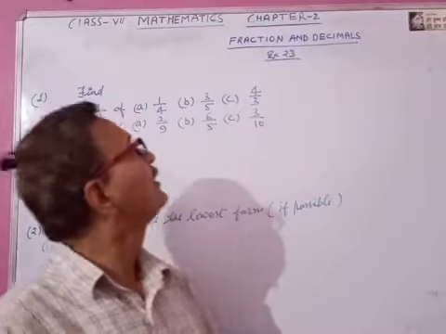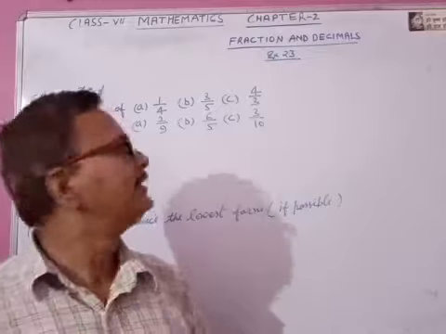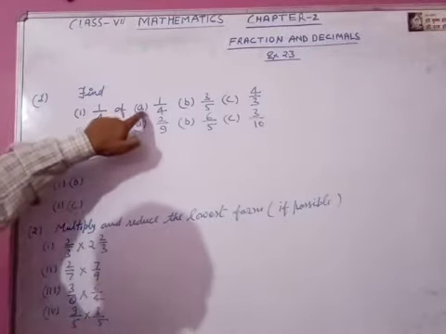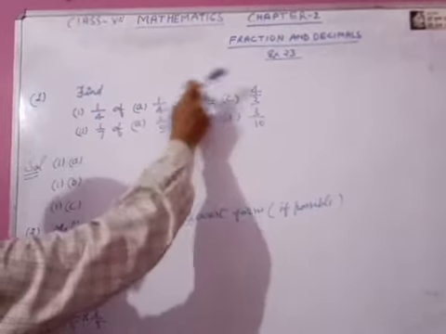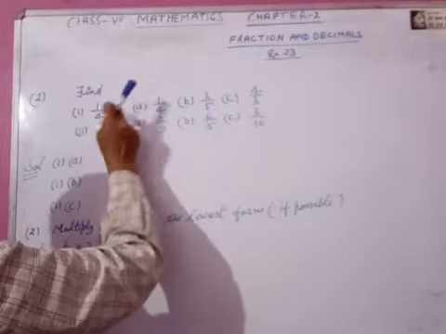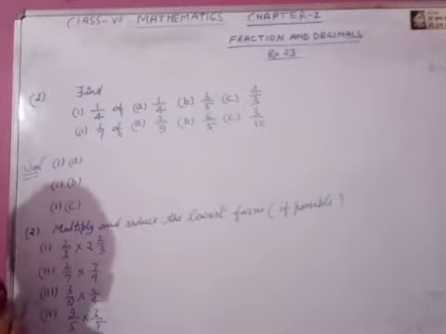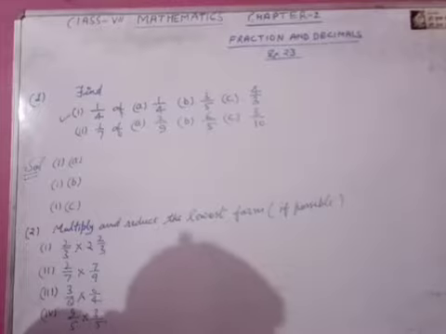Today we will start chapter 2, fractions and decimals, exercise 2.3. The first question is: find 1 upon 4 of A part, 1 upon 4. B part, 1 upon 4 of 3 upon 5. C part, 1 upon 4 of 4 upon 3. The first part I will do, and the second part you will do on your own.